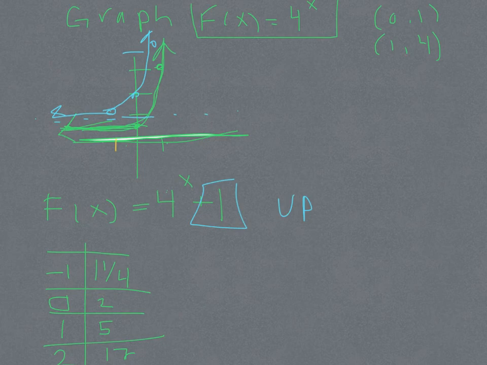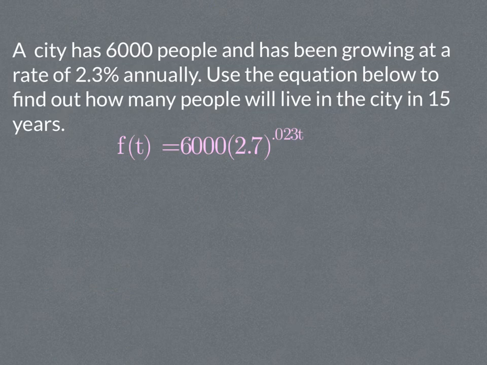I want to show you one real-life situation here that can help us understand exponential functions. All right, this question says, a city has 6,000 people and has been growing at a rate of 2.3% annually. Use the equation below to find out how many people will live in the city in 15 years. This is an example of a continuous growth situation. So this 2.7 represents our natural number e, which represents continuous growth.